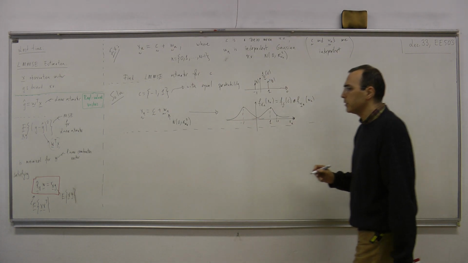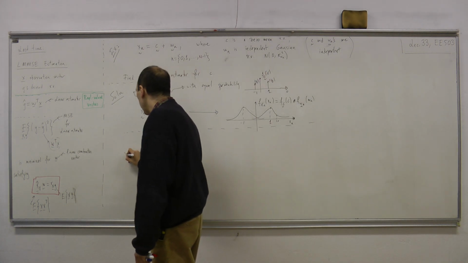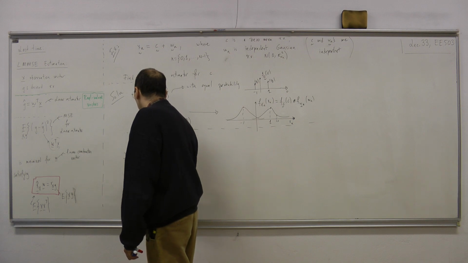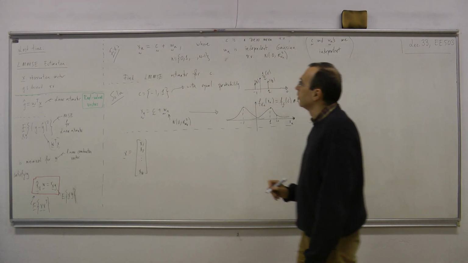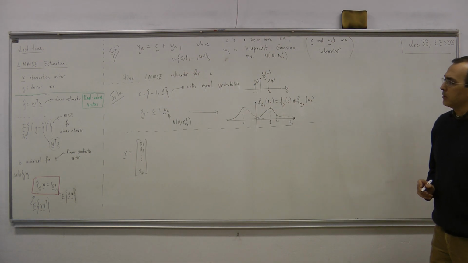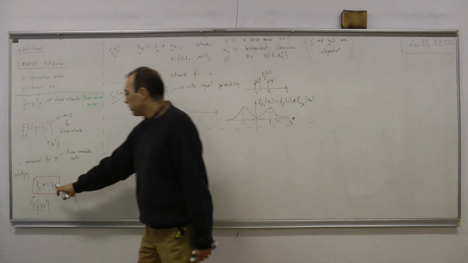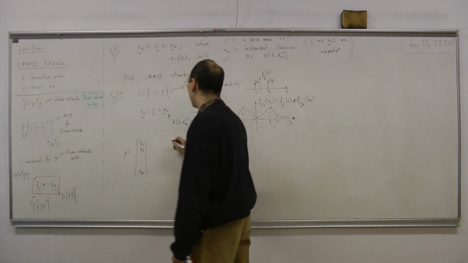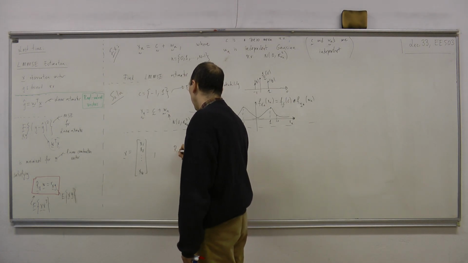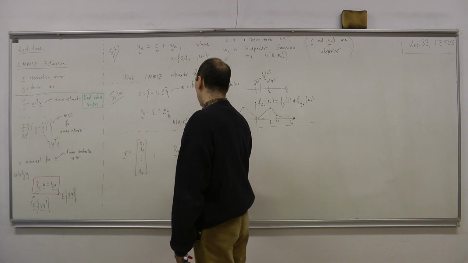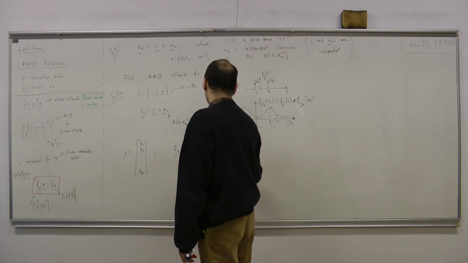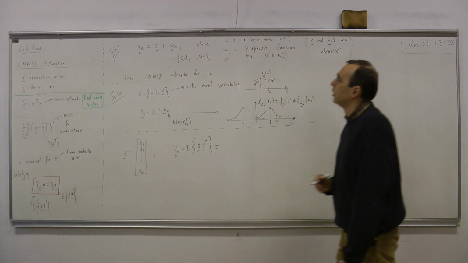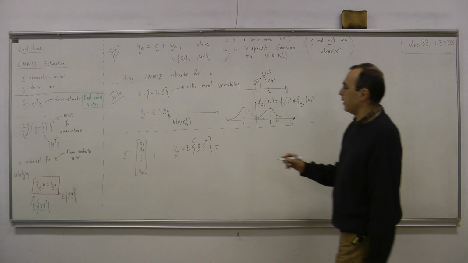So how can I solve this? Now let me write my observations in vector form: x1, x2, up to xn. Okay. Well, what else? Now I need to form this Rx matrix. Then let me try to find this Rx matrix. The Rx matrix is the expected value of X X transpose. So what do I have for that Rx matrix?